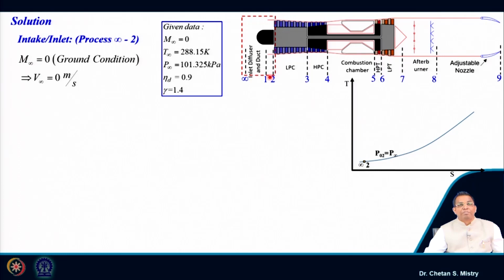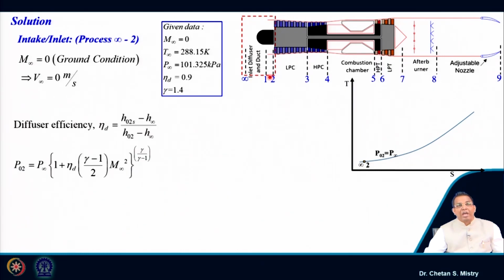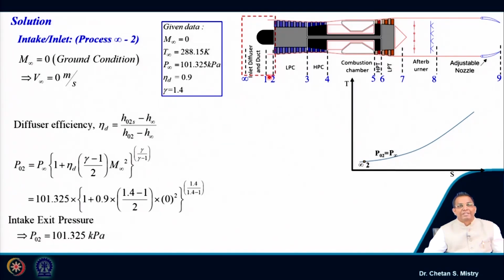Under that condition, my V infinity will be 0, and if that is the case, we can say my P02 will be the same as atmospheric pressure. So, we can say my P02 and P infinity are at the same location. So, my exit pressure will be 101.325 kilopascal.